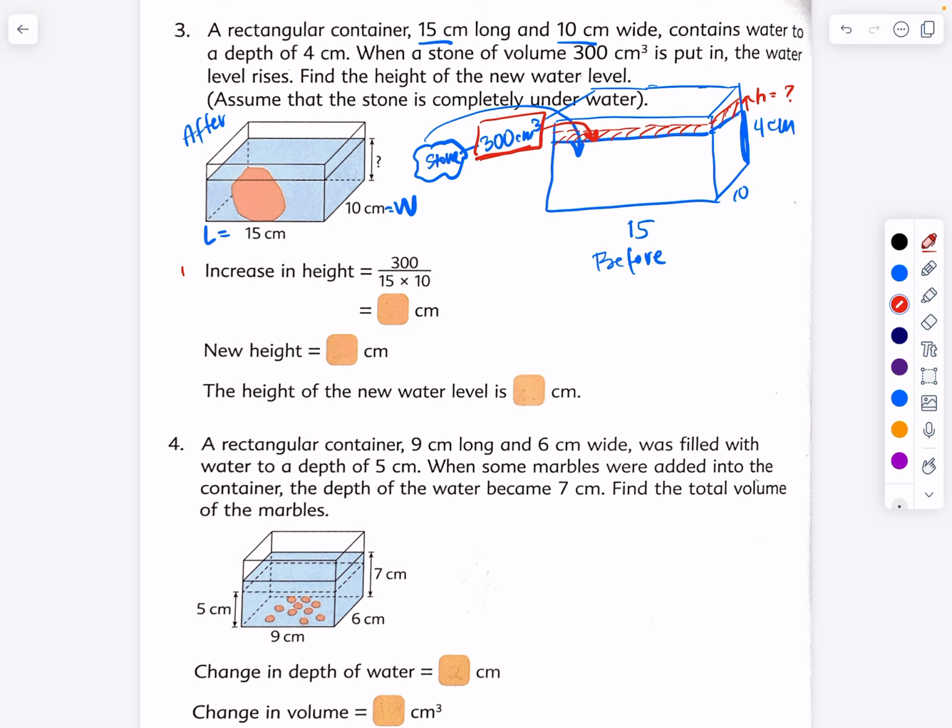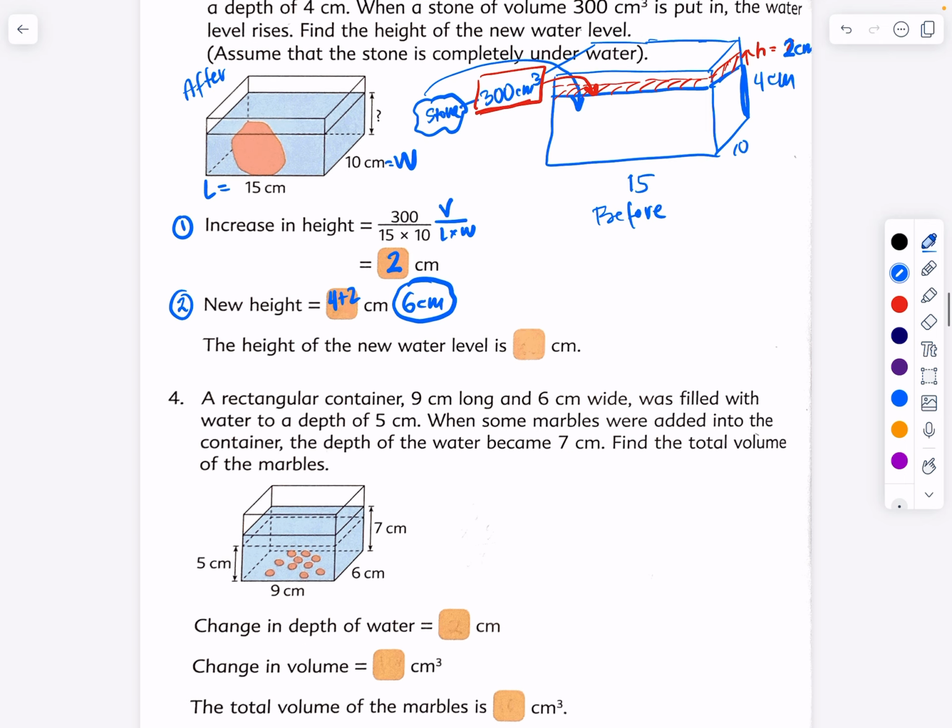So step 1, I'm going to pick up a blue pencil. Step 1, what is the increase in the water height? Well, this is your volume and this is your length times width. So we know that the volume of water, that red level, was due to 2 centimeters of increase. And what is the new water level? The new water level, well, before it was 4 plus 2 equals 6 centimeters.